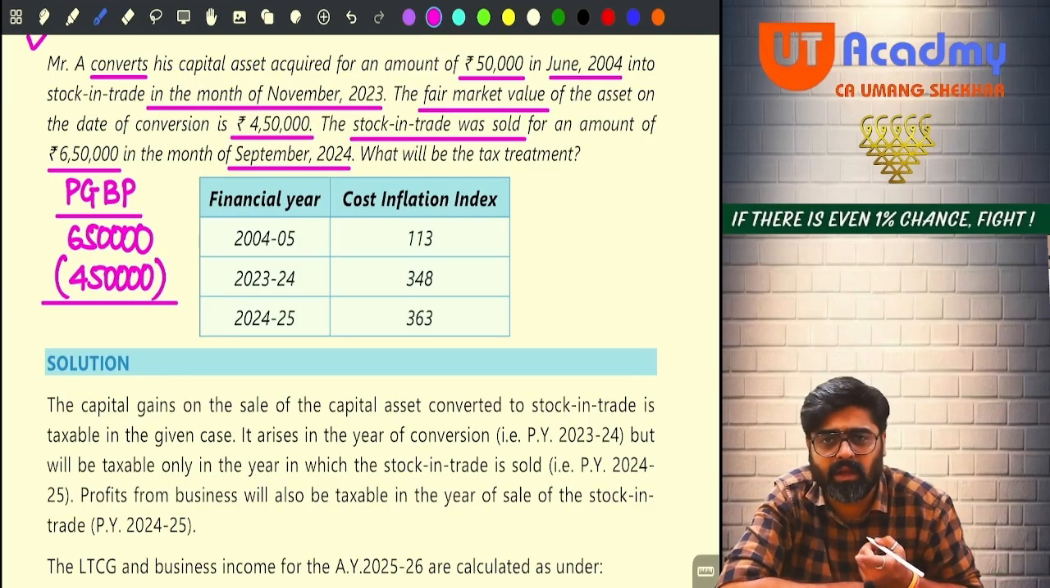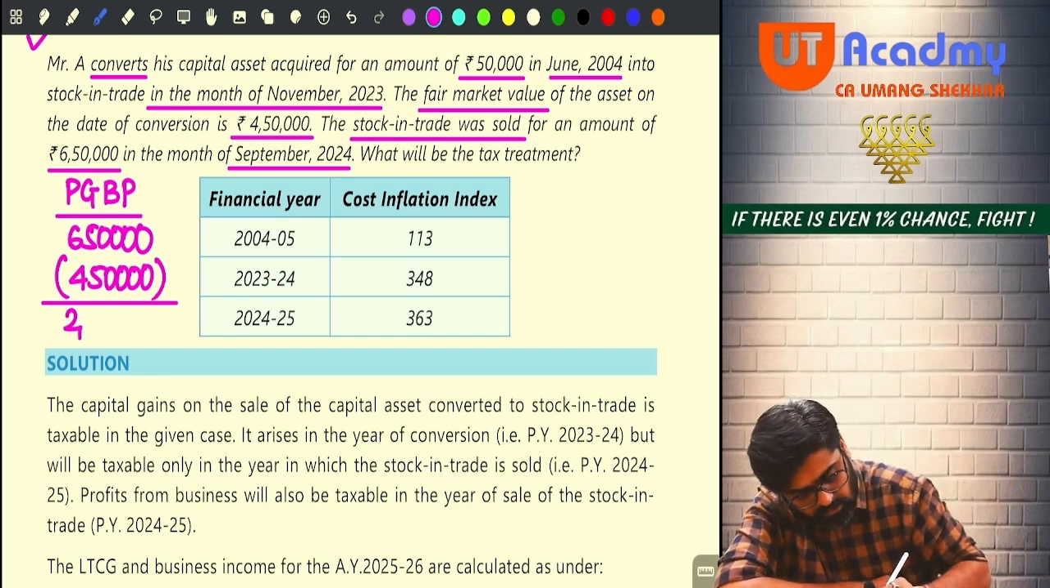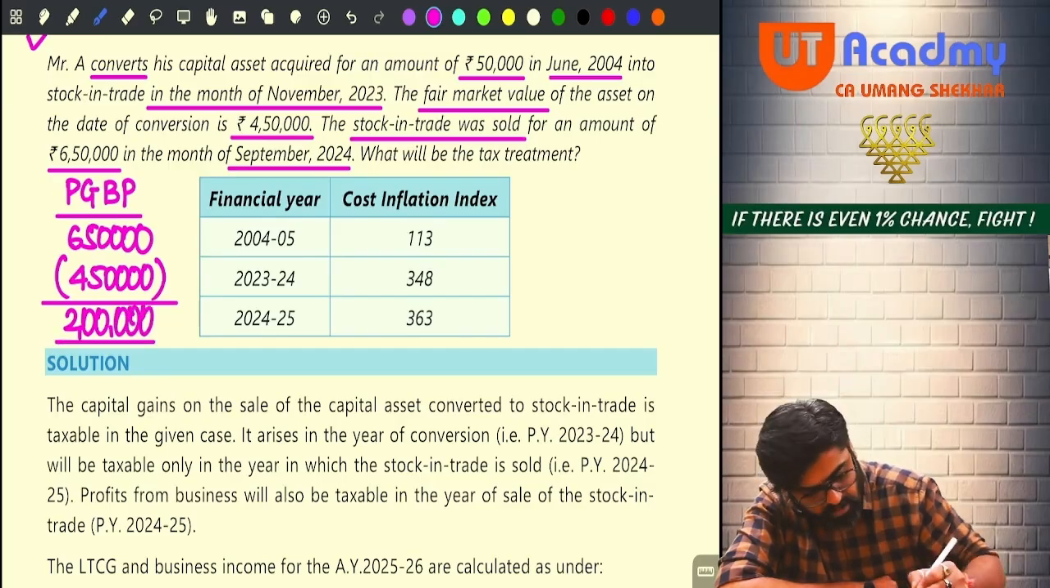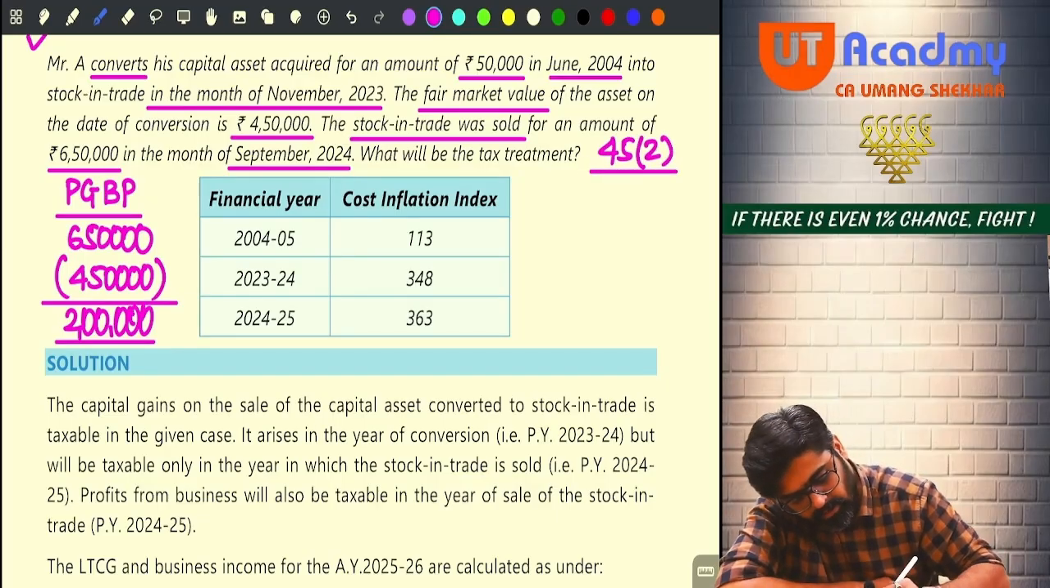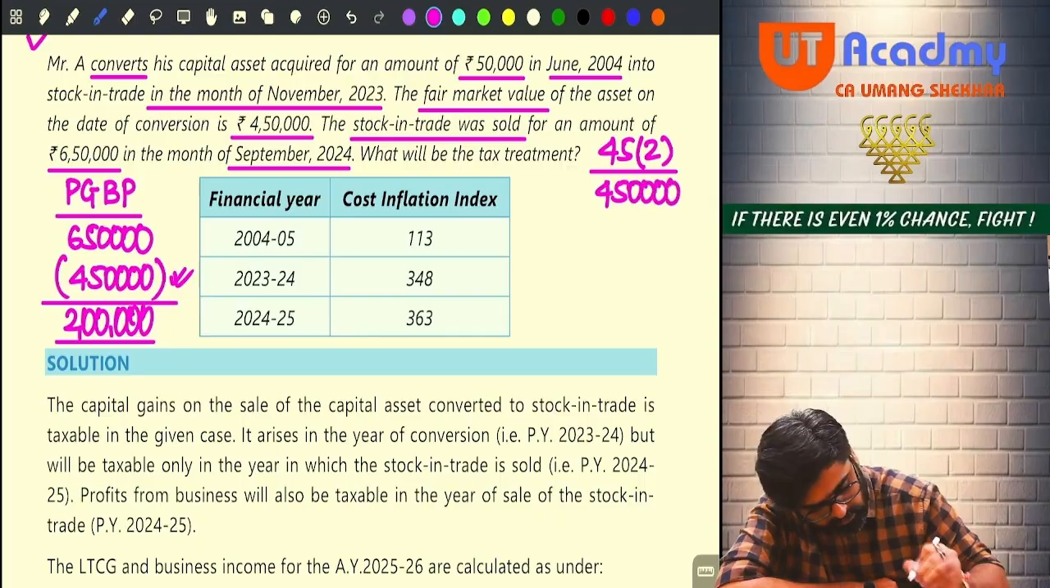You will not write like this, you will write in the full format. Okay, 2 lakhs. This will be your PGBP income. Now 45(2) capital gains. To calculate the capital gains, do you remember this 450 only will be taken as full value of consideration? So 4,50,000 will be taken as full value of consideration.